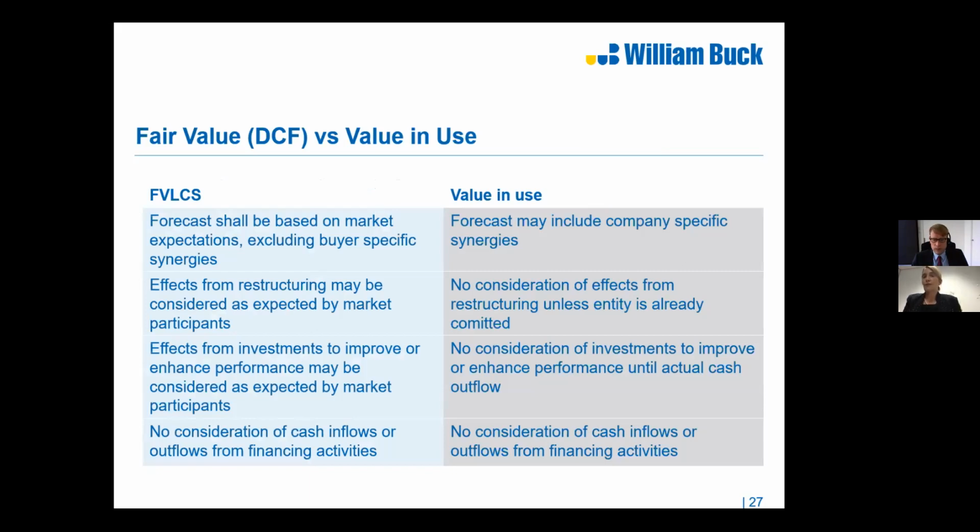You can also, just so you're aware, use a fair value methodology as a discounted cash flow methodology, which a lot of people are less familiar with. But there are some big differences in approach between the way we look at the cash flows from a fair value methodology versus a value in use methodology.